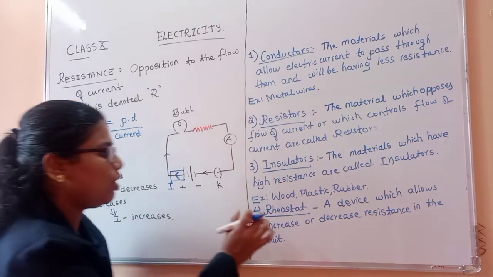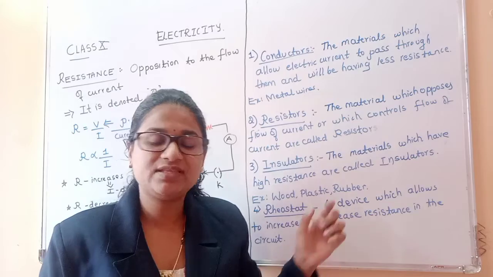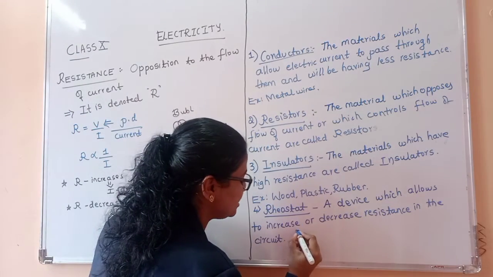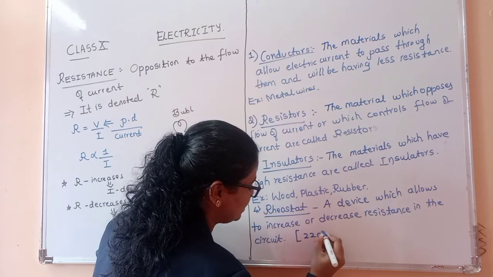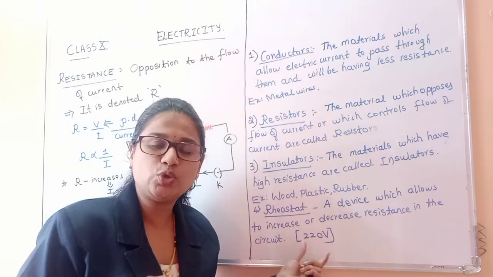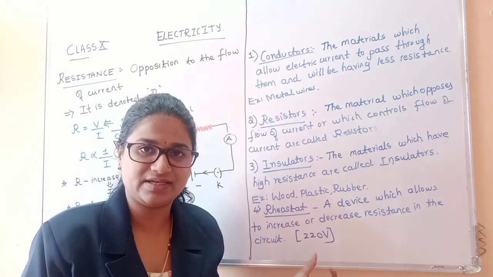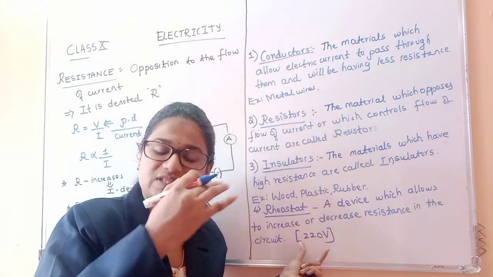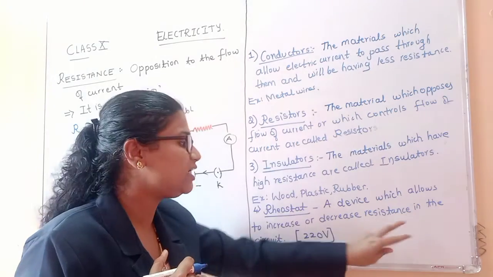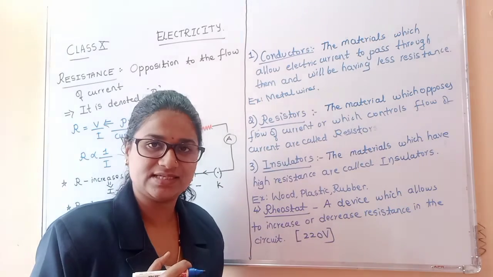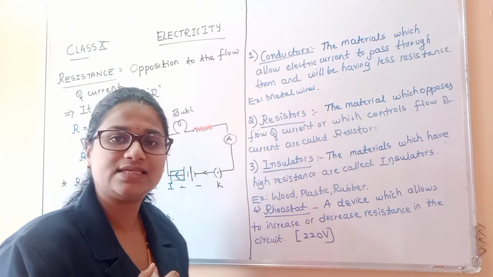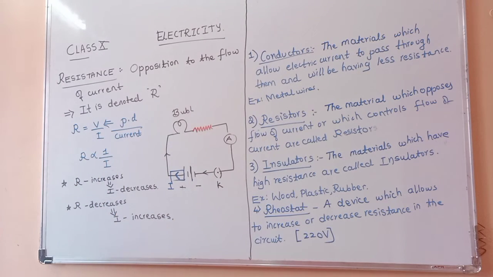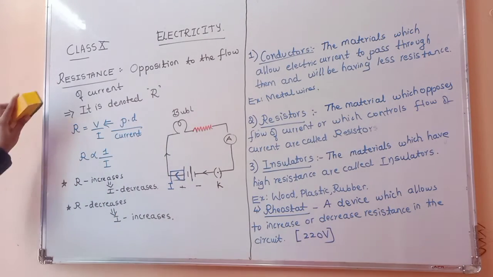Next, what will this rheostat do? It will not affect the main current. Suppose the main voltage is 220 volts. This 220 will not be affected. It will not affect the voltage of the current. Without affecting the voltage, it controls the resistance. Such resistance is called variable resistance. So the next term is variable resistance.